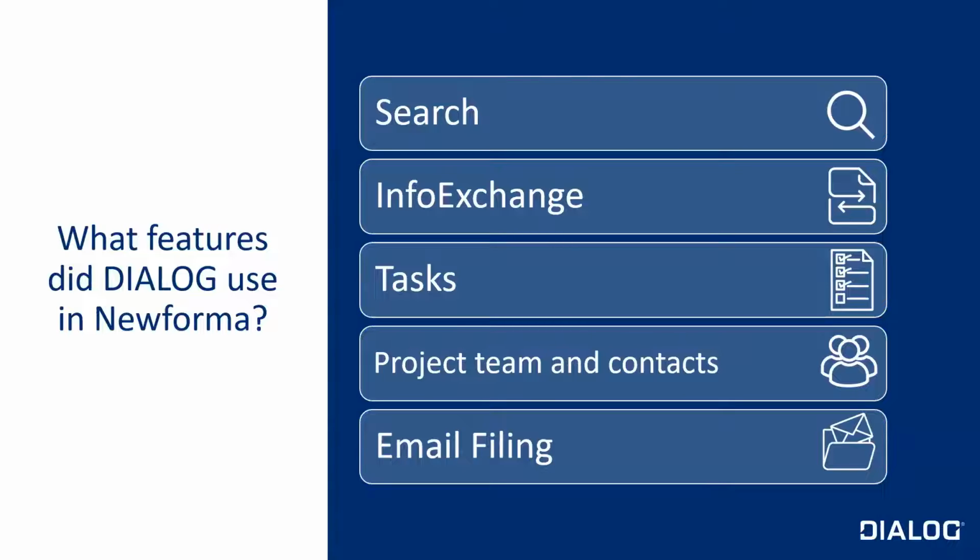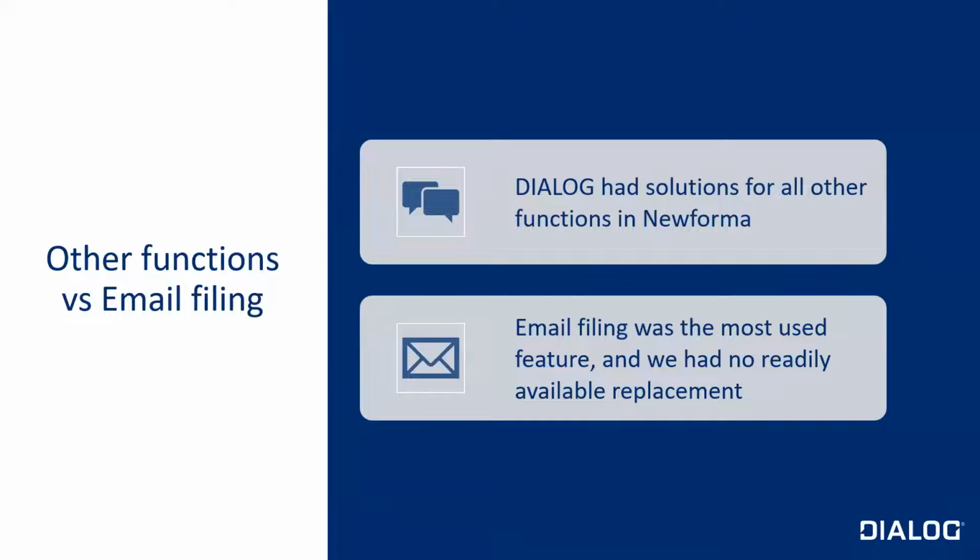And looking through the modules, the ones here on the list that we were using, our most used module was email filing. For obvious purposes, for litigation, for the ability to find that key decision that was made throughout the life cycle of a project. And it was becoming very difficult to justify the cost of using Newforma. The nice thing too is we actually had other solutions for all of the other functions in Newforma, except for email filing. We didn't have a readily available replacement for us to really make that quick transition.